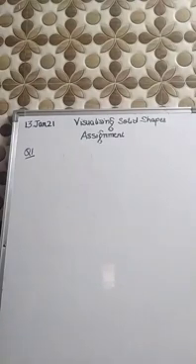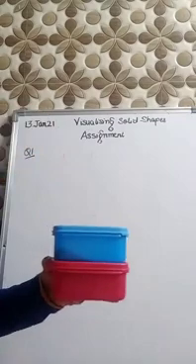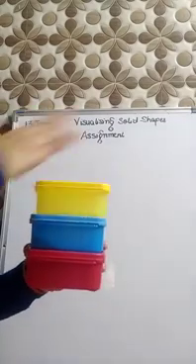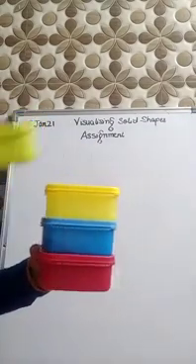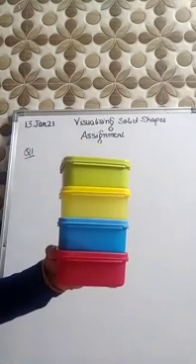So the first question is, which figure is formed only if the height of the cube is increased or decreased? Suppose this is your cube. If you increase only the height, then which figure are you getting? Then it will become a cuboid.